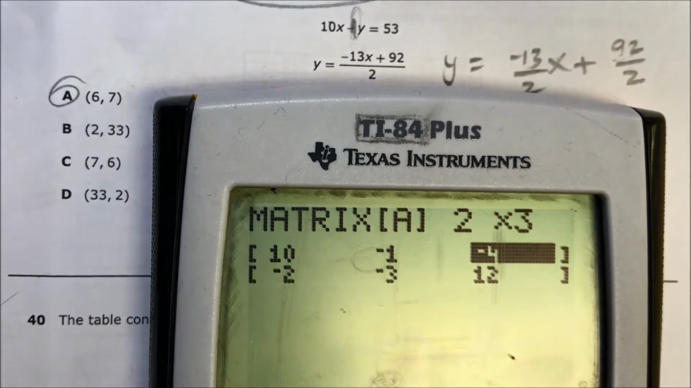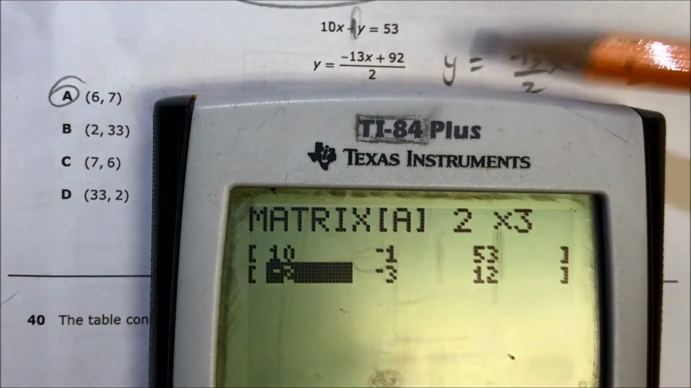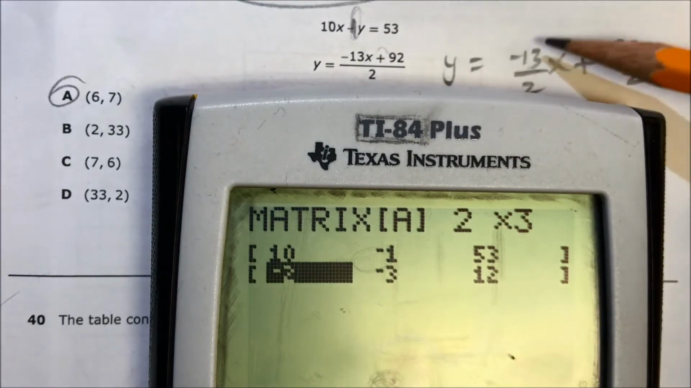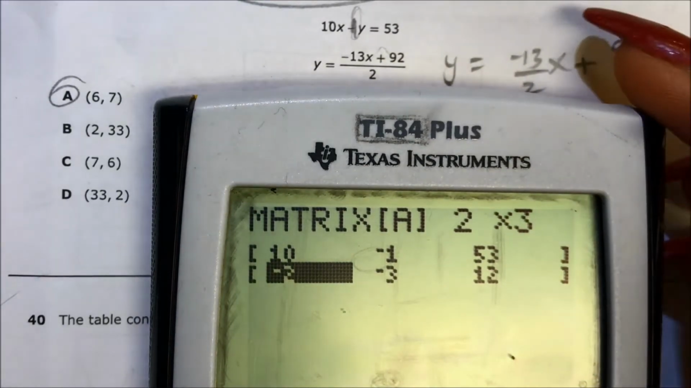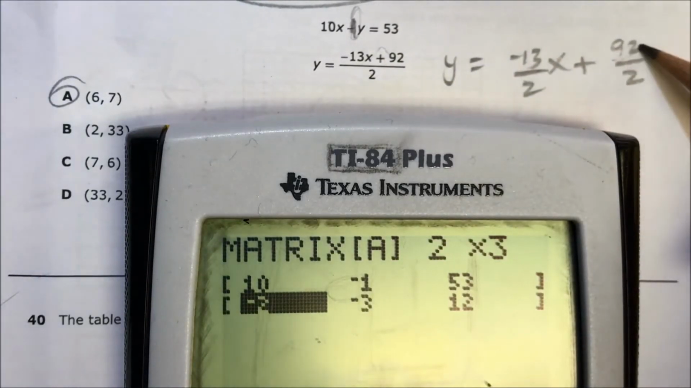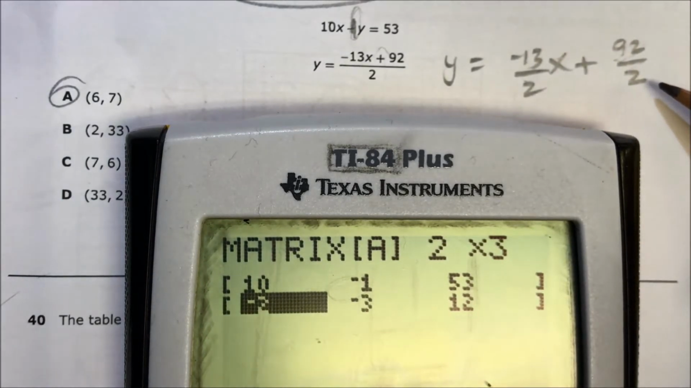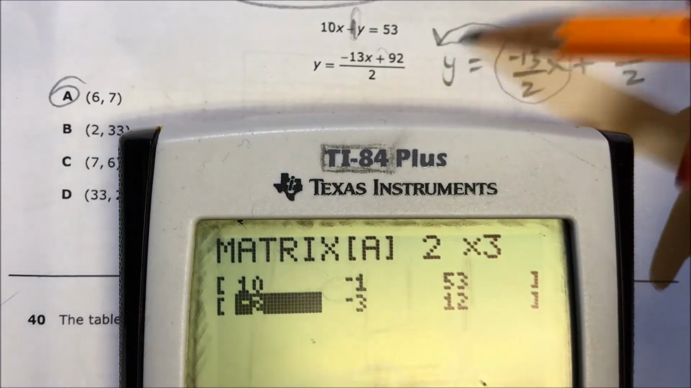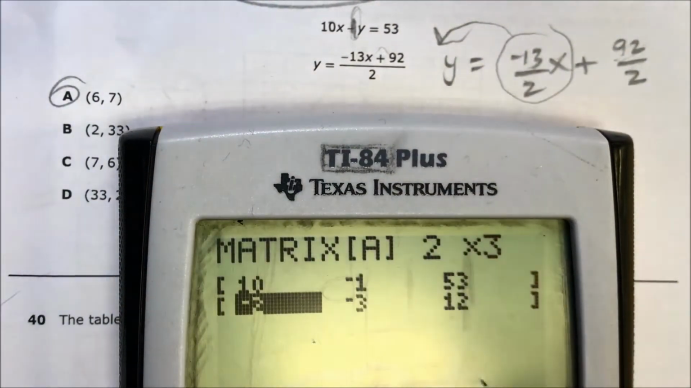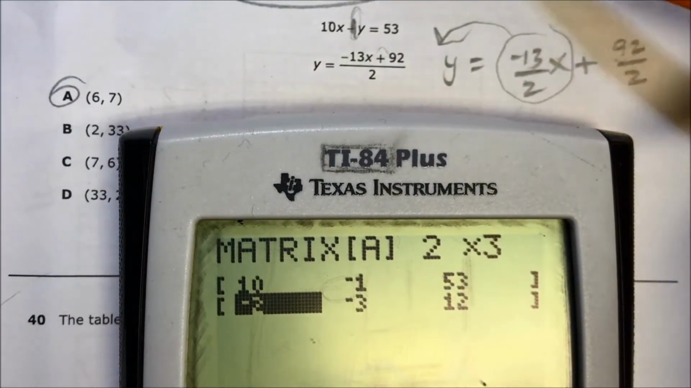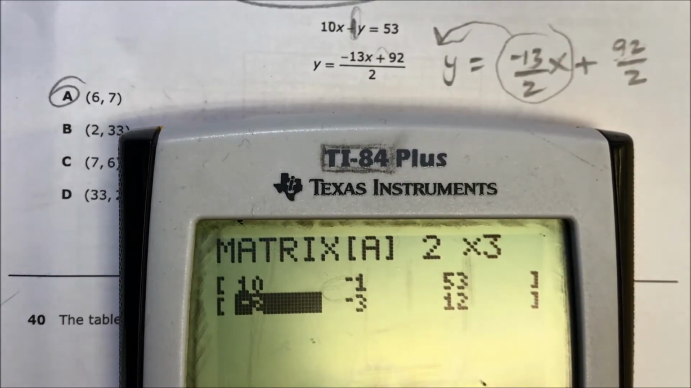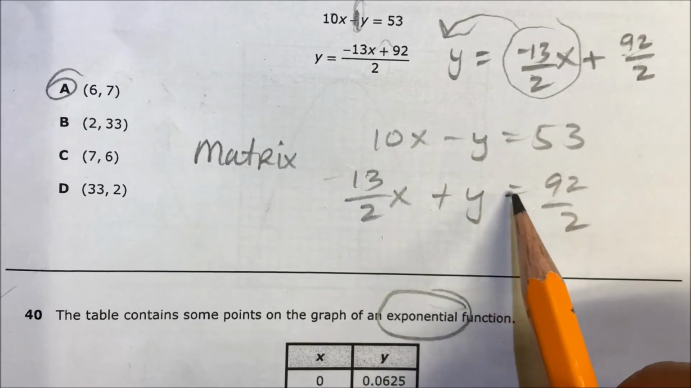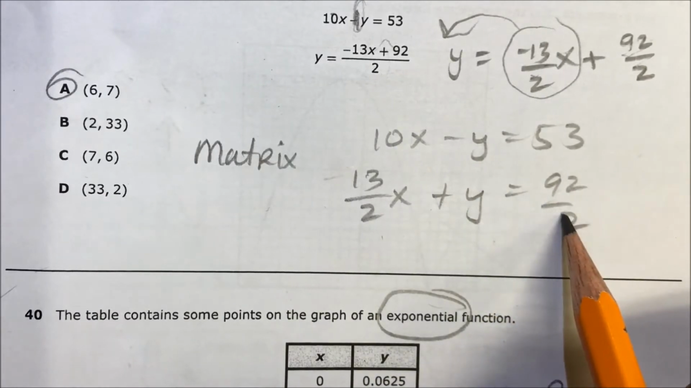And then after that, do 53, press enter. And then I notice this one right here is not in standard form yet. So I split up the 2 and I say -13 divided by 2 and then 92 divided by 2. After I do that, I have to move this to the other side, and when I move it to the other side, it gives me a positive x term actually. And so that is 13 over 2 x + y = 92 over 2.